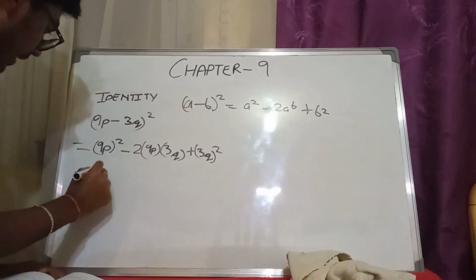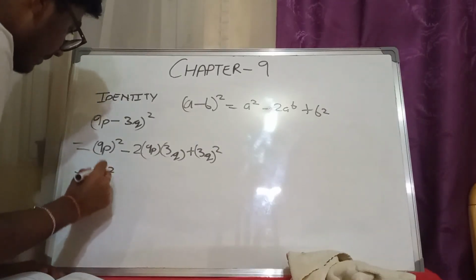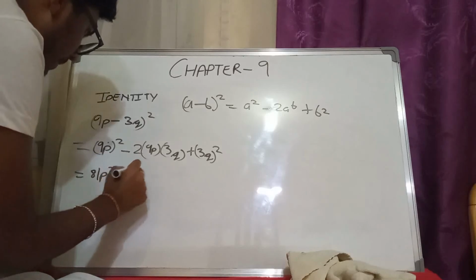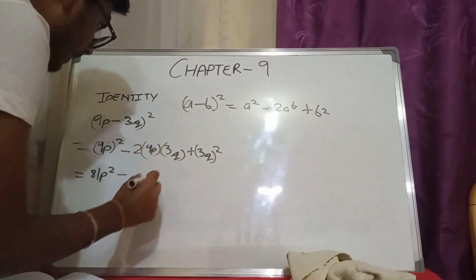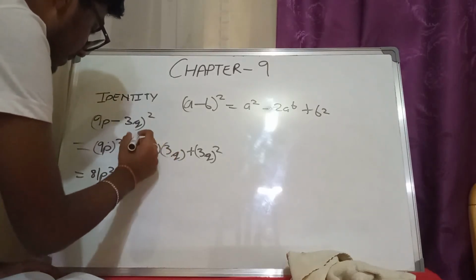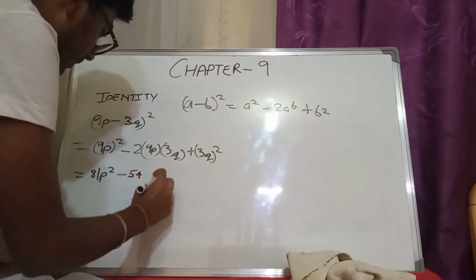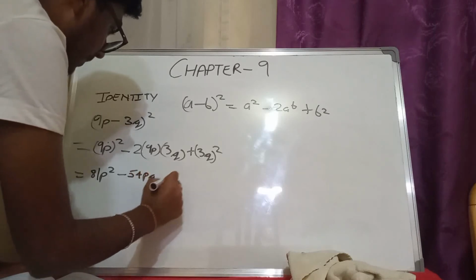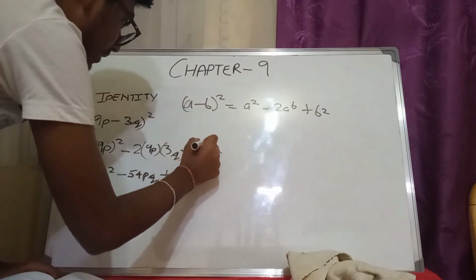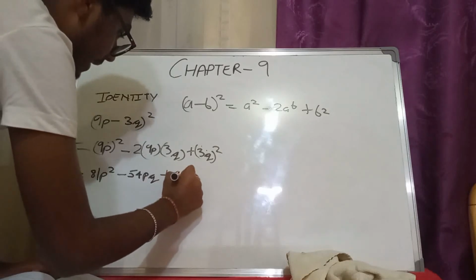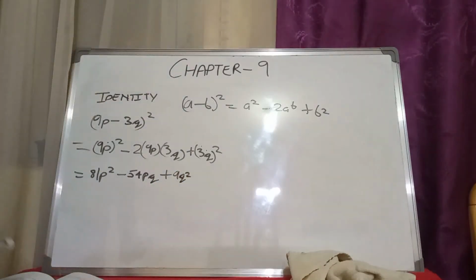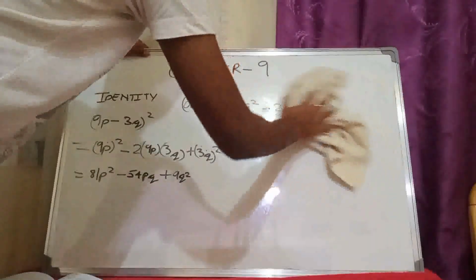We'll get 81p square, the square of 9 and p, minus, we'll multiply these, 27 into 2, 54pq, plus we'll take the square of 9 and q, that is 9q square. This is the answer of this expression. The square of 9p minus 3q is 81p square minus 54pq plus 9q square. Now going for the next one.